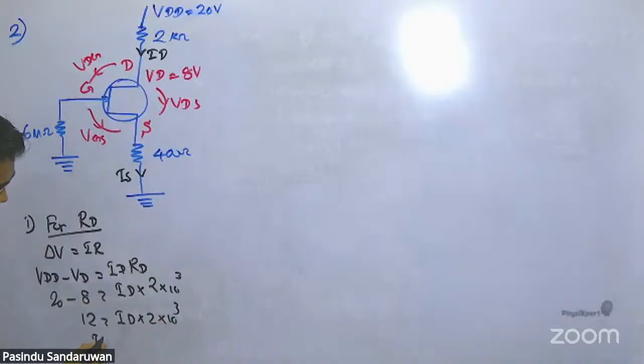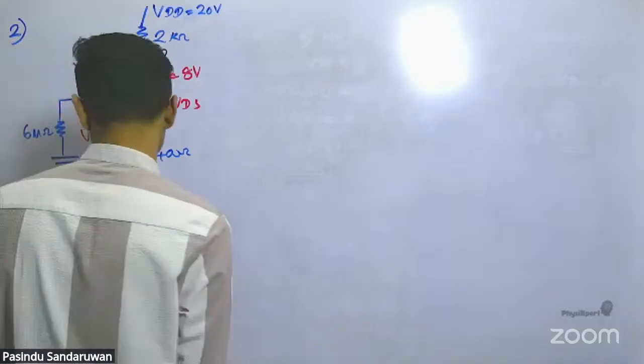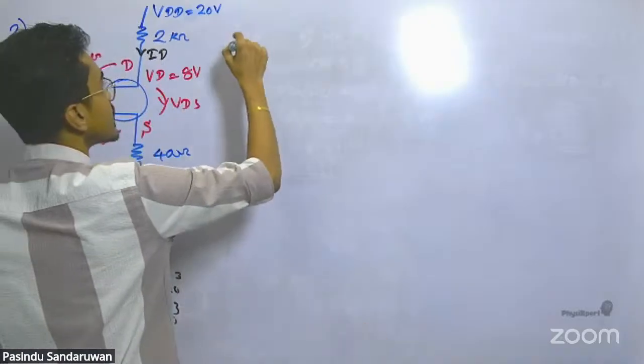Then ID equals 12 over 2, 6. Then 6 milliamperes, 6 times 10 to the minus 3, 6 milliamperes. Right, then second one.